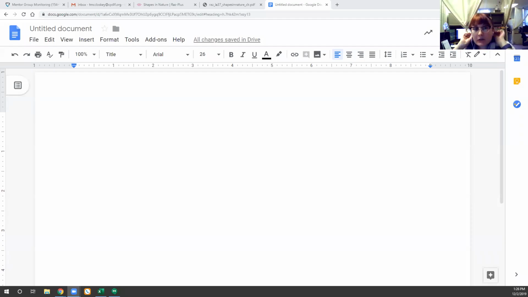Hi friends, so today we are going to begin your guided reading for the week. And this week for guided reading, we are going to be talking about shapes. So let's begin by thinking about all of the shapes that you know.